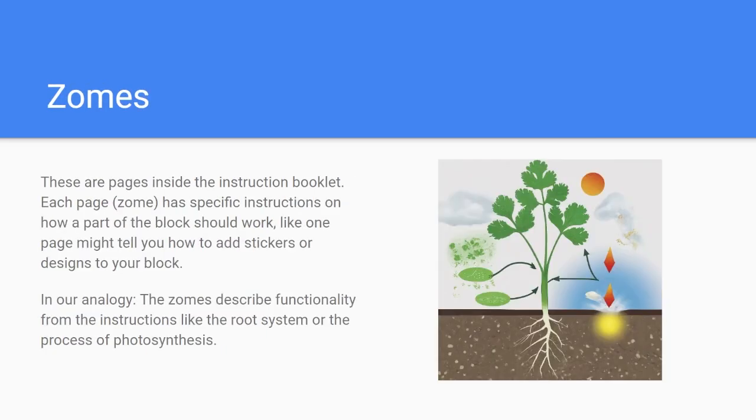So Zomes get a little interesting and confusing. These are pages inside the instruction booklet. Each page, or Zome, has specific instructions on how a part of the block should work. Like one page might tell you how to add stickers or design your block. In our analogy, let's go back to the cilantro plant. The Zomes describe functionality from the instructions, like the root system or the process of photosynthesis. So the Zomes take the DNA and organize it into functional pieces that can work with each other.